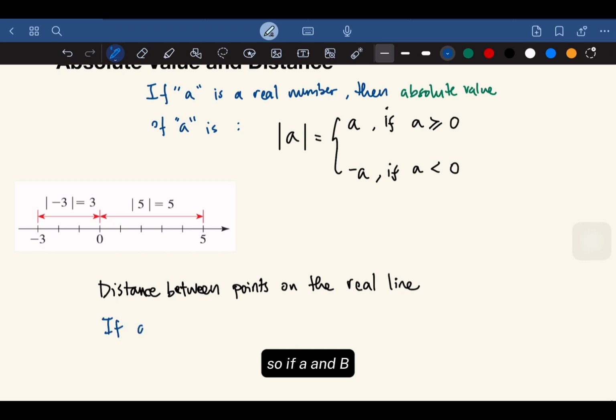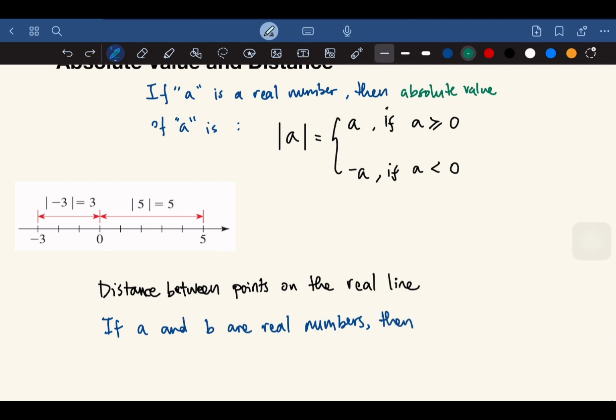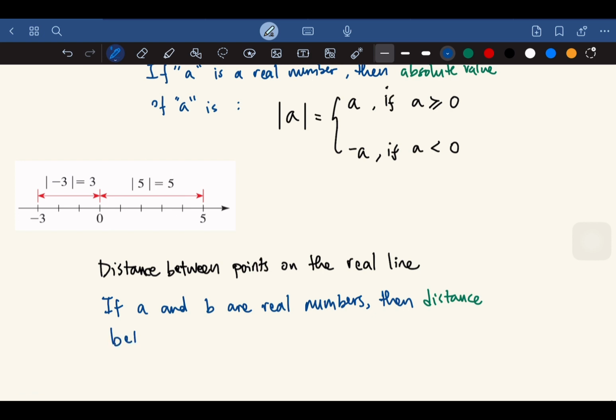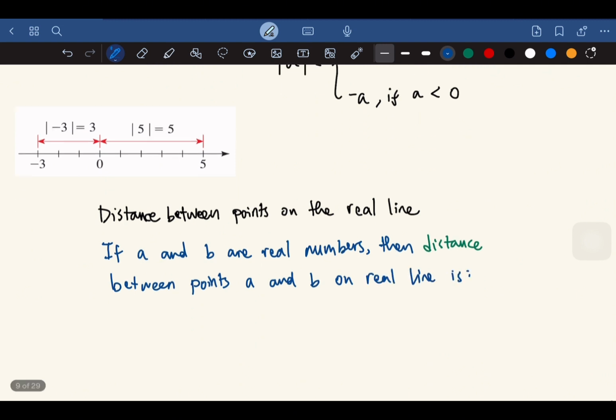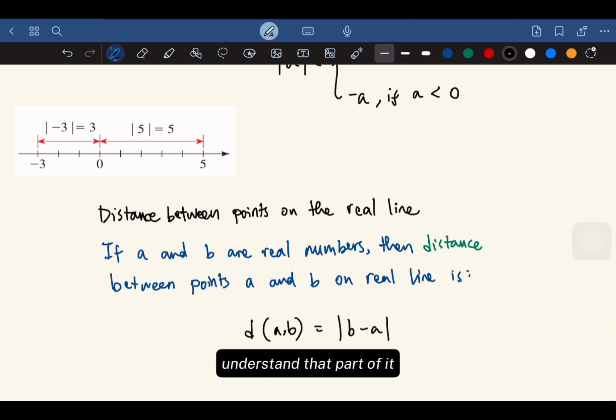So if A and B are real numbers, then the distance between points A and B on the real line is... Okay. And I think you should be able to understand that part, right?